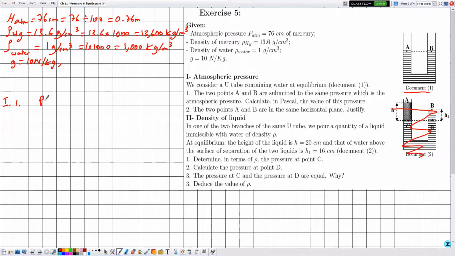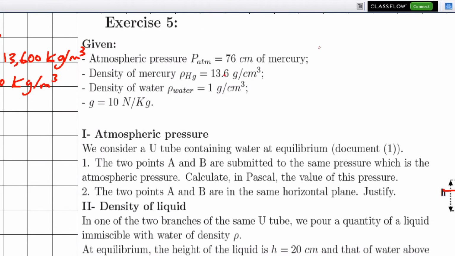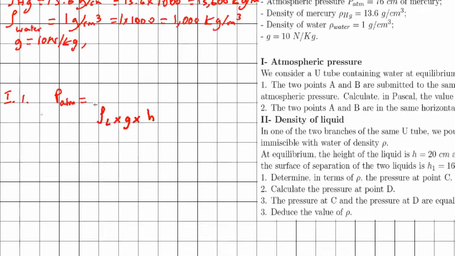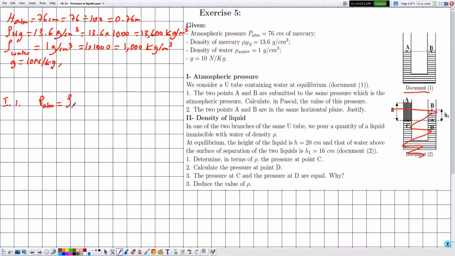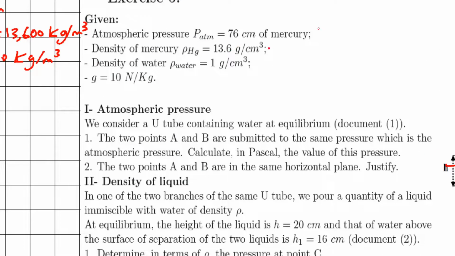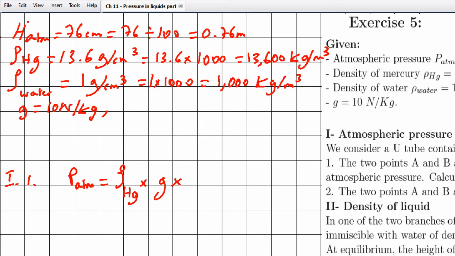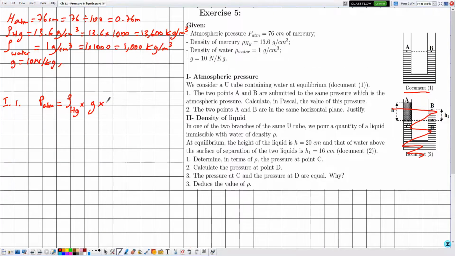So the atmospheric pressure, as given here, they are telling me it is equal to 76 centimeters of mercury. So it's the pressure due to a liquid, which is given by the density of this liquid times g times h. So the density here is the density of mercury, since they are telling me it's equal to 76 centimeters of mercury, times the value of g, times the height. But which height? The atmospheric height, which allows us to calculate the atmospheric pressure.